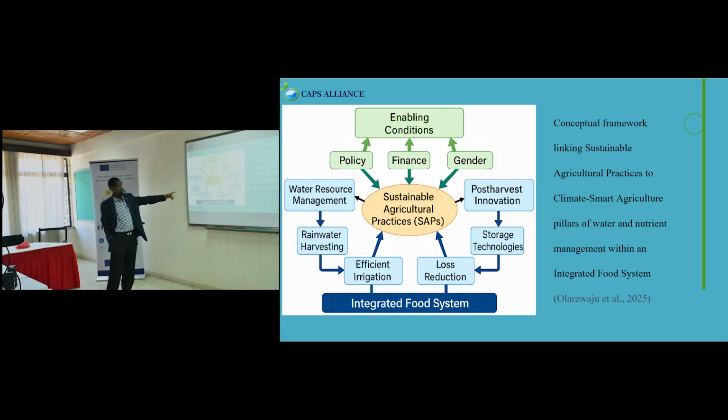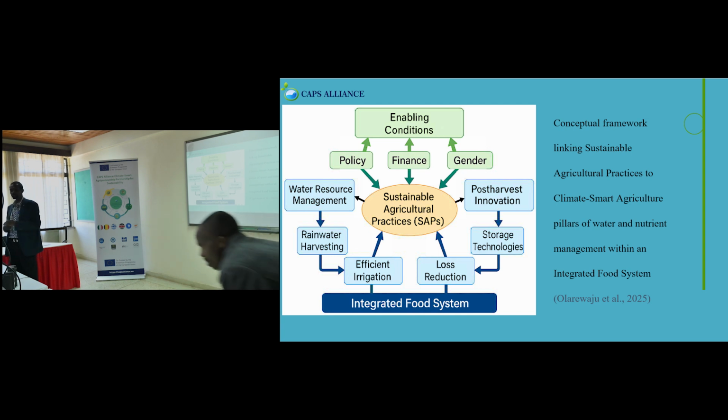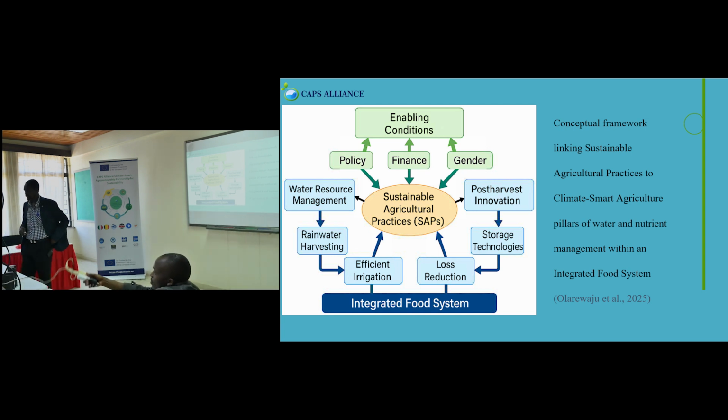Now, when you go to the other side, we have post-harvest innovation. Once you harvest, how do you store your produce to avoid pest invasion? Let's just give an example. You are a mango farmer, and you're harvesting mangoes to be sold, to be taken to the market. How do you store your mangoes so that you avoid rotting and all that kind of stuff?